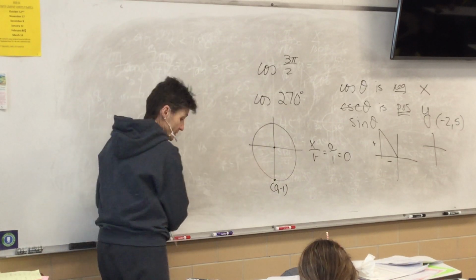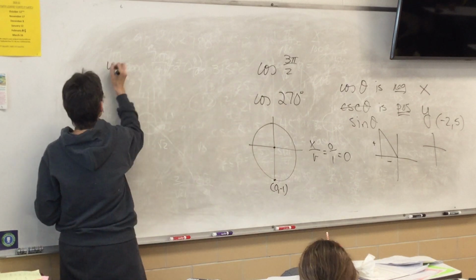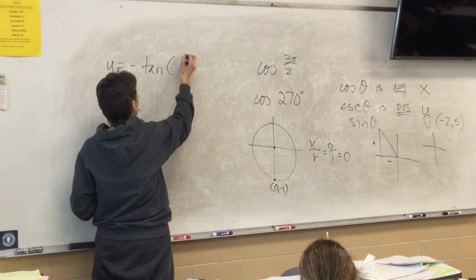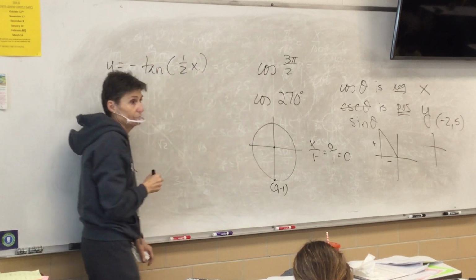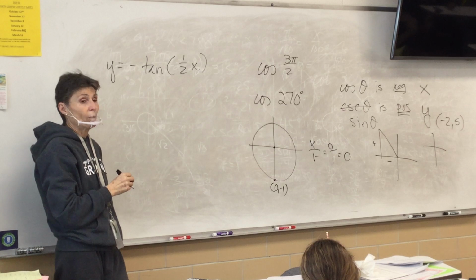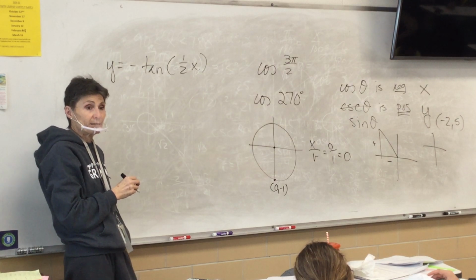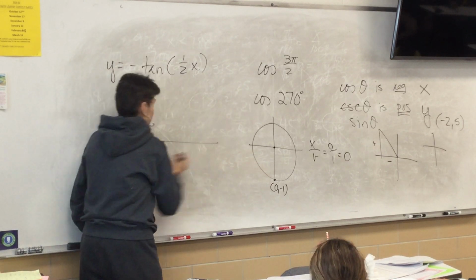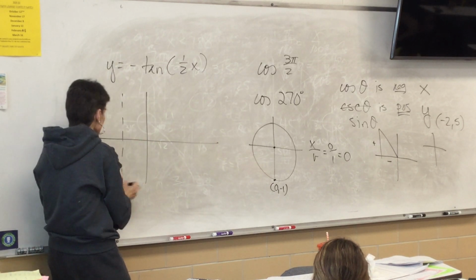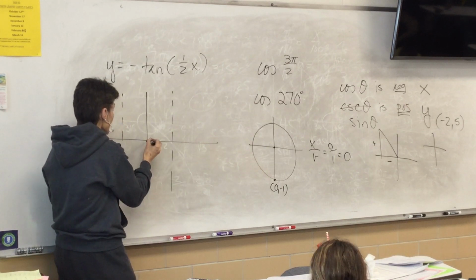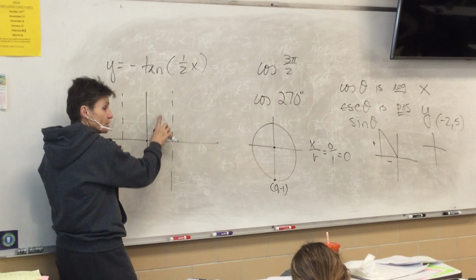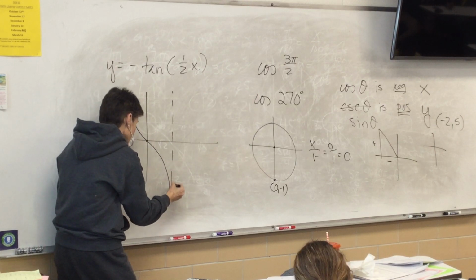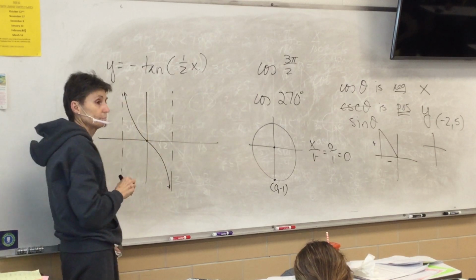So here we go. Our first sketch is a tangent. But pay attention because the tangent happens to be negative. And what does that do when you have a negative out there? Turns you upside down. So a normal tangent has an asymptote and an asymptote, and then squiggles up through the origin. This one is going to squiggle down through the origin.